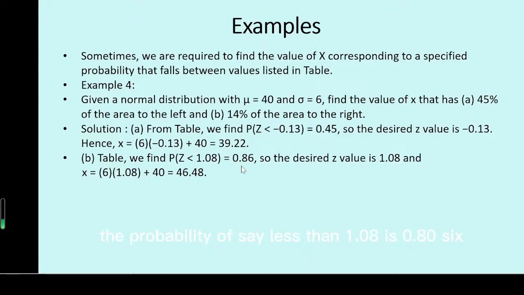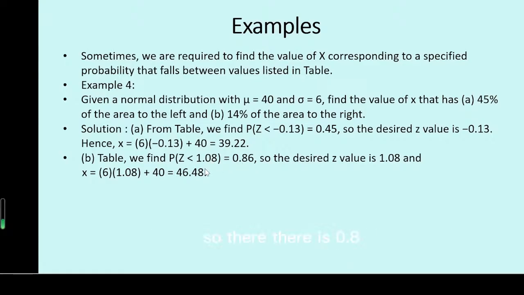And for question B, you find the probability of z less than 1.08 is 0.86, right? Because 14% of the area is to the right, which means 0.86 is the area to the left. Because from the standard normal distribution table, we only list the cumulative probability to the left of Z. So we must first get to the left of Z. So left of Z is 0.86 probability, which means Z is 1.08.